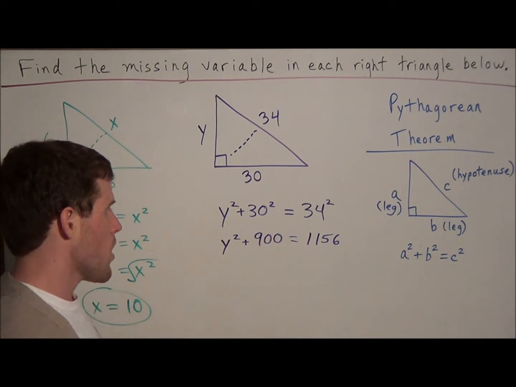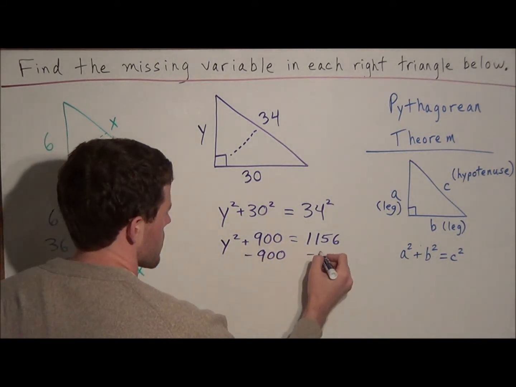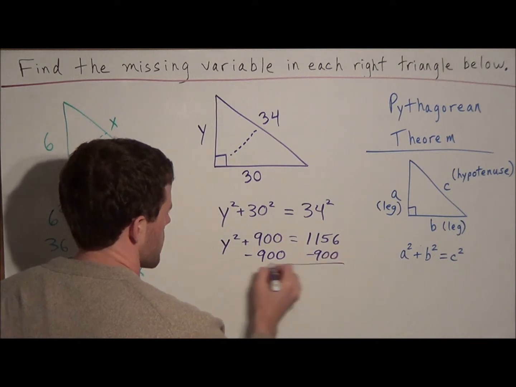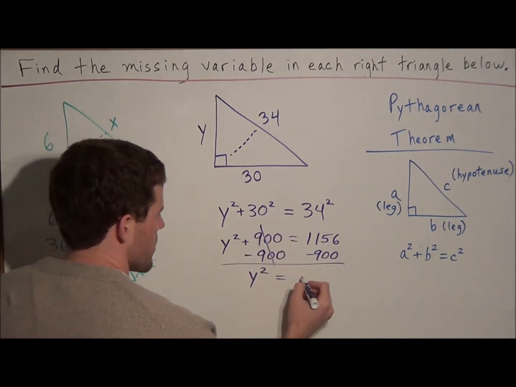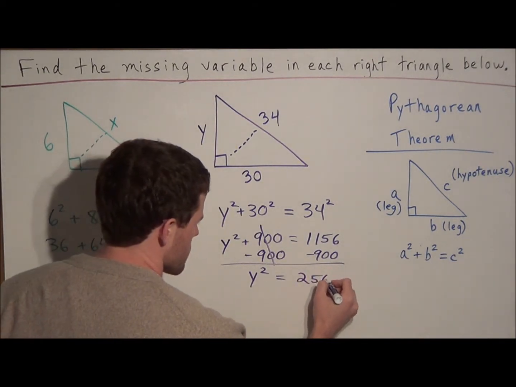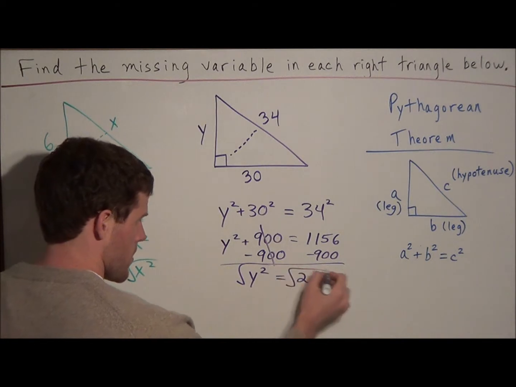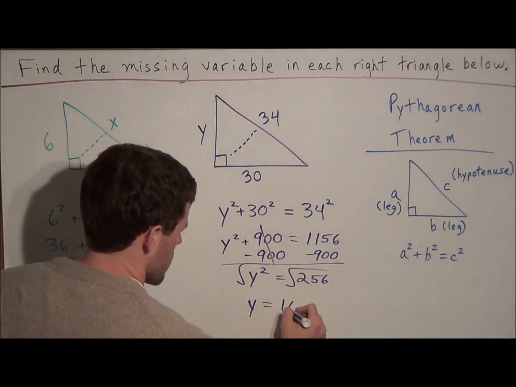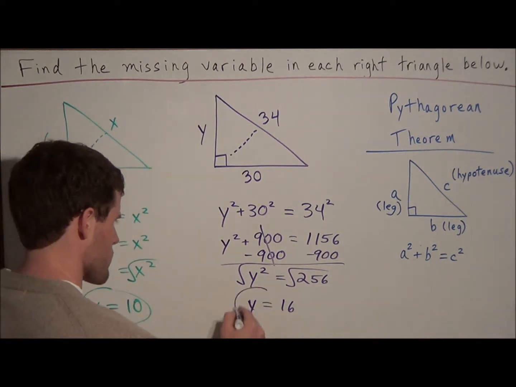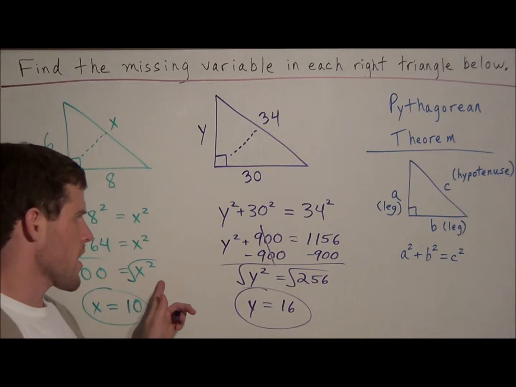Now to solve for y, we're going to subtract 900 from both sides. On the left hand side we have y squared is equal to 256. We take the square root of both sides to solve for y, and now we have y equals 16.